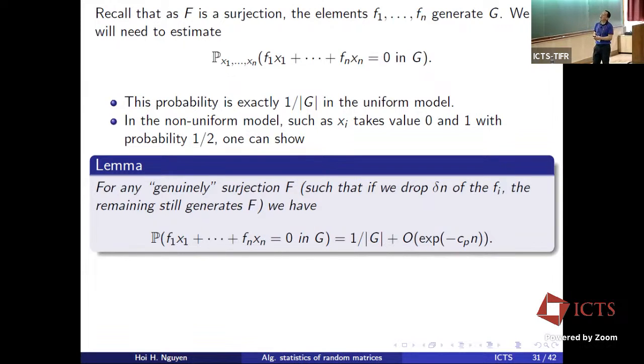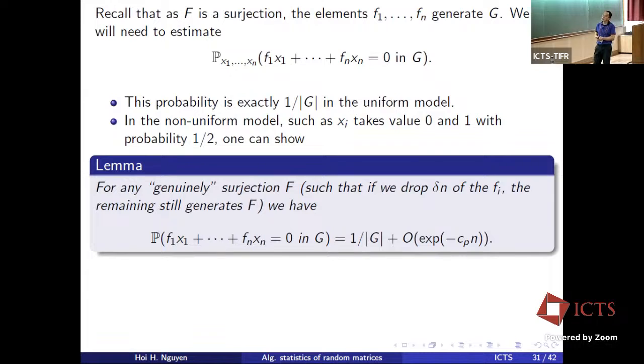I said that we have to classify. So there are bad examples. For example, F1 up to Fn generate a group, but most of them belong to a subgroup of that, except the last one, the first one. Then the probability here is not comparable to 1 over G. So you have to classify the Fs where you don't have that situation.